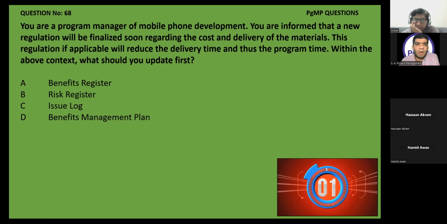But if we are saying the rule or the law is applicable to us and it will affect the benefits, like it will reduce the delivery time or this will increase the program time, then it is actually our benefits which are being affected. Is it clear, Hassan Sahab? If you want to add, please unmute. Yeah. Then we can have a discussion.